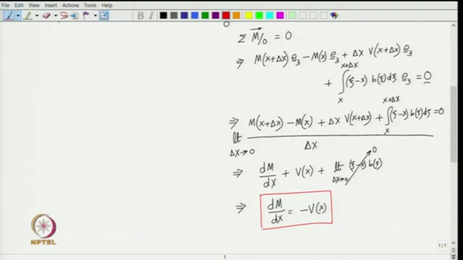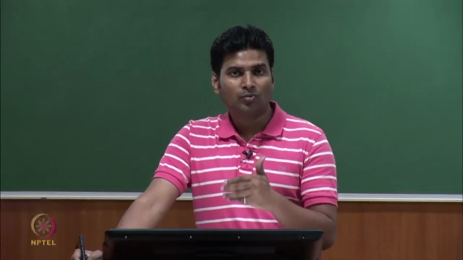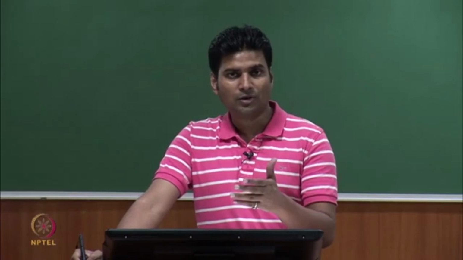So, basically it says if moment is varying in the beam, then there has to be non-zero shear force V of x. If V of x is 0, that means if shear force is 0 all along the beam, then the moment would be constant, but if there is shear force in the beam, then moment will start to vary. So, we are doing here non-uniform bending, which means there is non-uniform bending moment. So, there has to be shear force also in the beam.